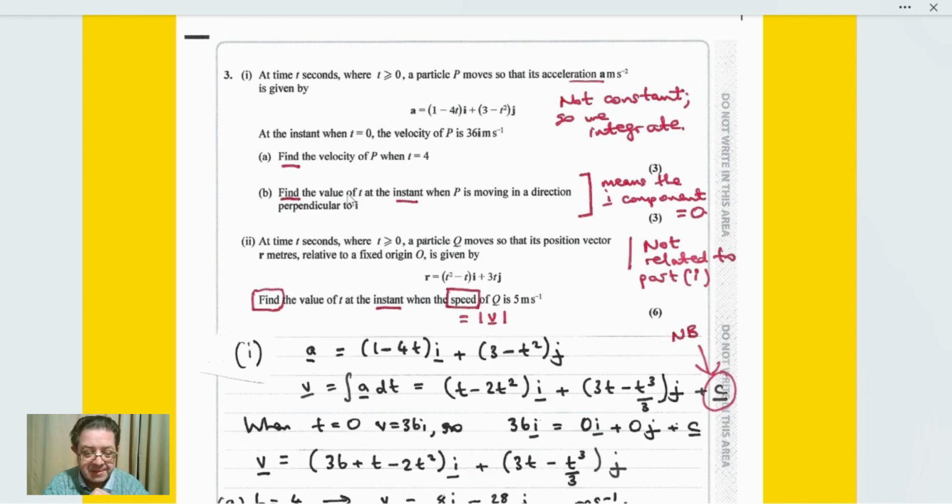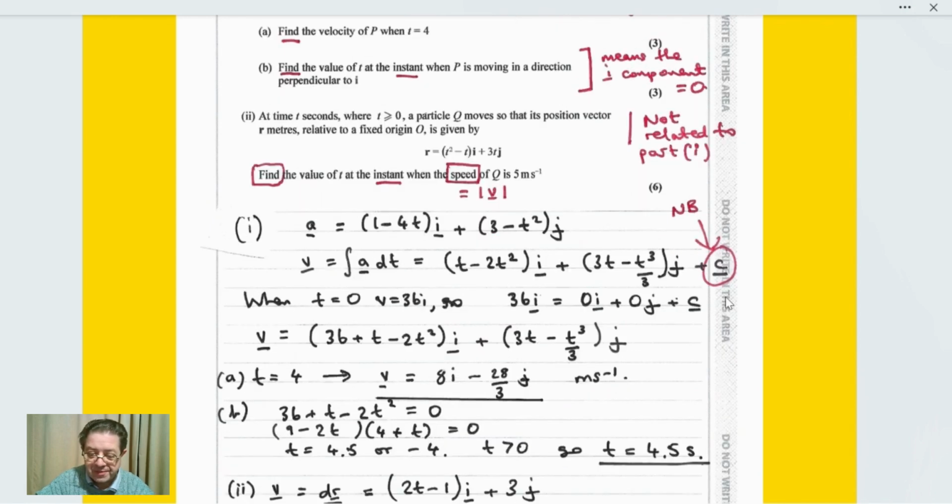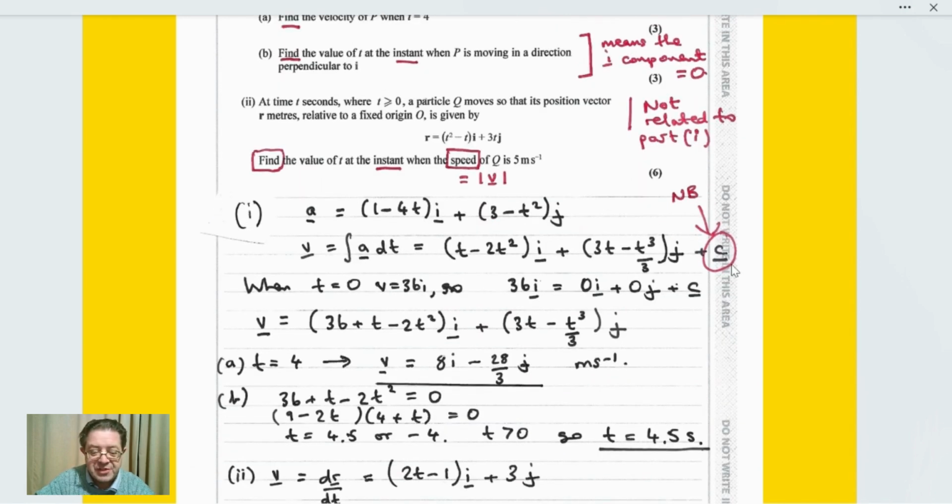So we're given a in terms of t, and we're asked to find the velocity. We've got to integrate. So velocity is the integral of a dt: (t − 2t²) i, add (3t − a third t³) j, plus a constant. When t is 0, v is 36i, so the constant is 36i, and putting that in with the i's, we get a formula for velocity.